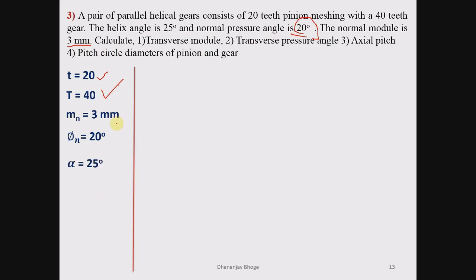Helix angle alpha is 25. Helix angle alpha is 25 degrees. We have to determine the transverse module MT, transverse pressure angle phi T, axial pitch PA and pitch circle diameters of pinion and gear wheel.